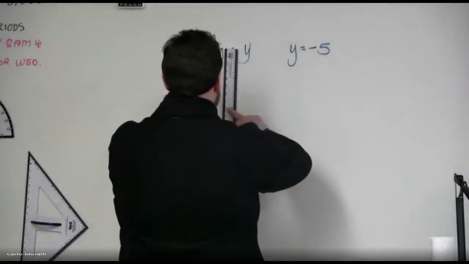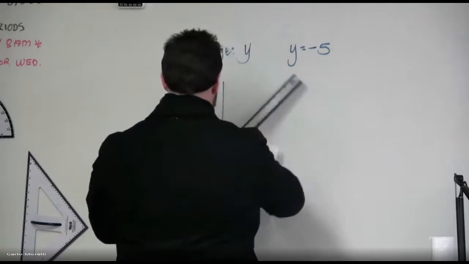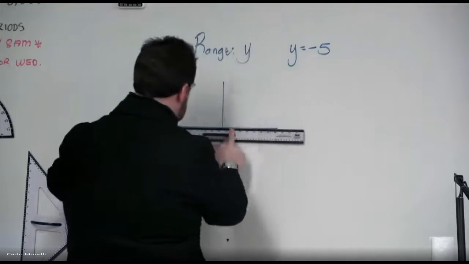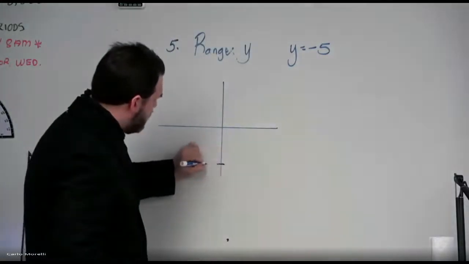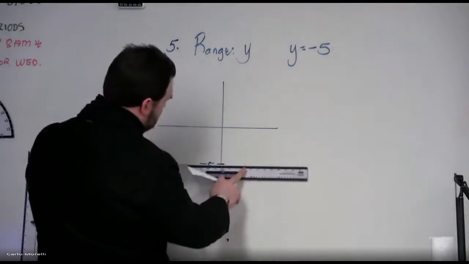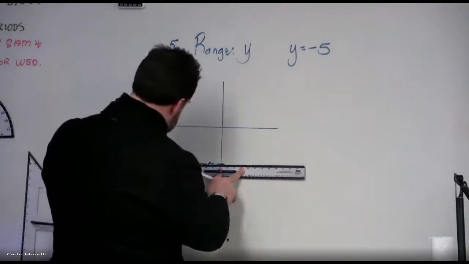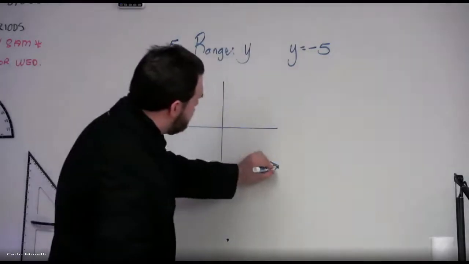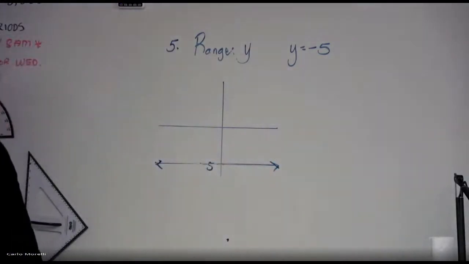So let's draw it so we get a picture. We're always going to be drawing these pictures. It's super helpful to do. So down here you've got -5, and then you've basically got this perfectly flat line like this going for infinity and all eternity in both directions.